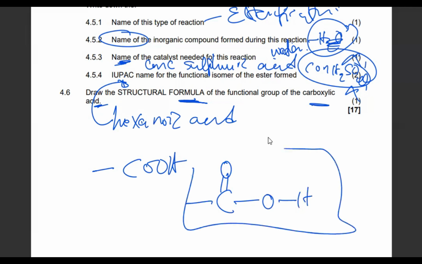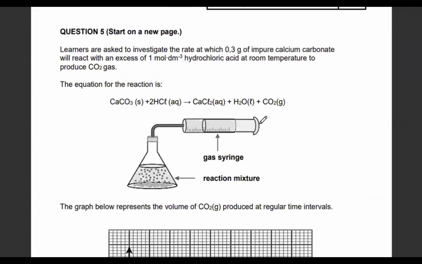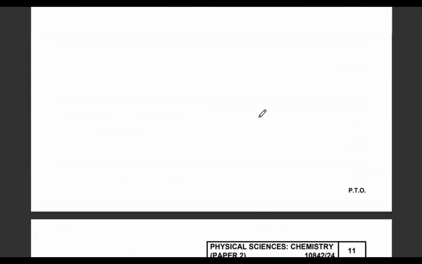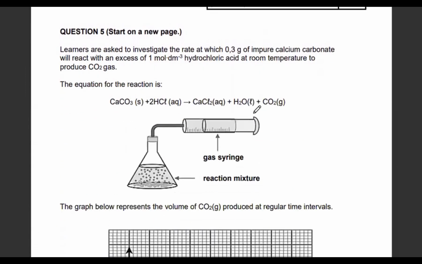So this is the structural formula. They don't want this, they want this. They want to see all the bonds which are involved there. So the 1 mark, you'll get it when you write it like that. I think guys, you got all the marks there, 17 out of 17. Then we go to the next question, which is question 5.